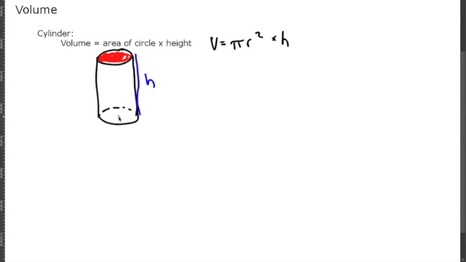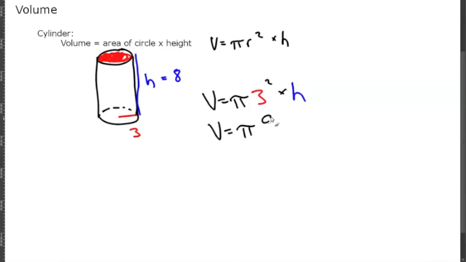So what if I was to tell you that the radius was 3, and the height was equal to 8? Plugging that in, it would be V equals pi, the radius was 3, so 3 squared, times the height of h. So the volume is going to equal pi, 3 squared is 9, times h, which is 8. Remember, multiplication is commutative, so let's do 9 times 8 first. So this is going to be pi times 9 times 8 is 72.